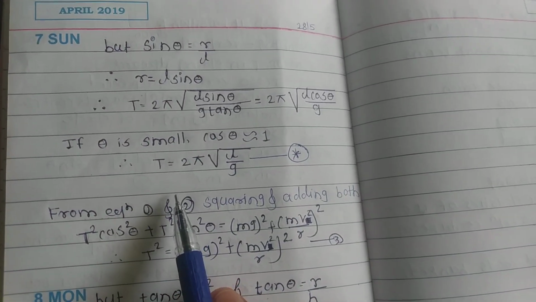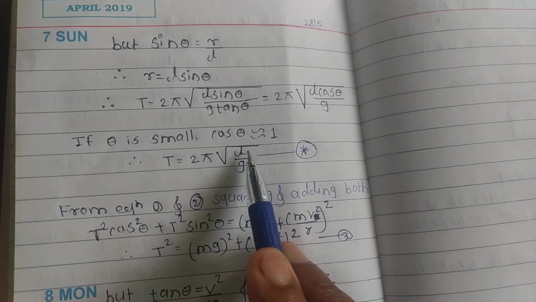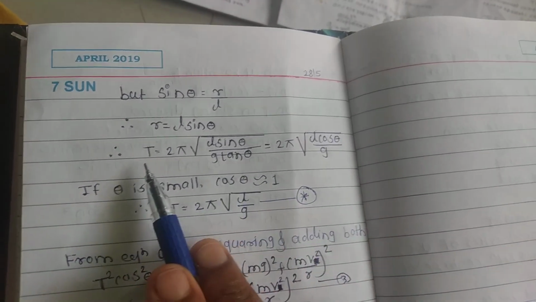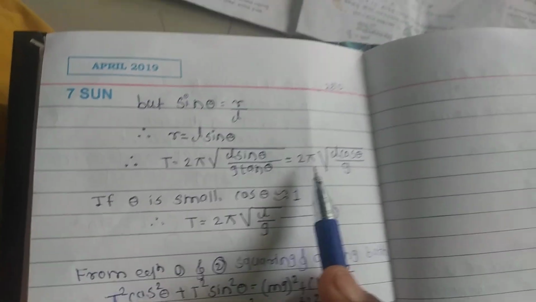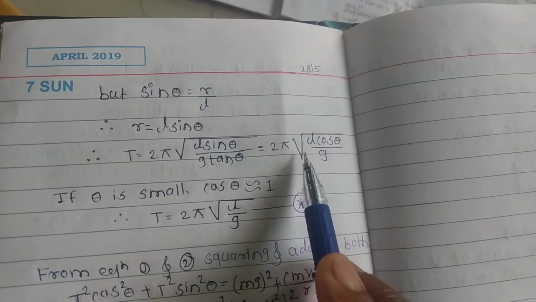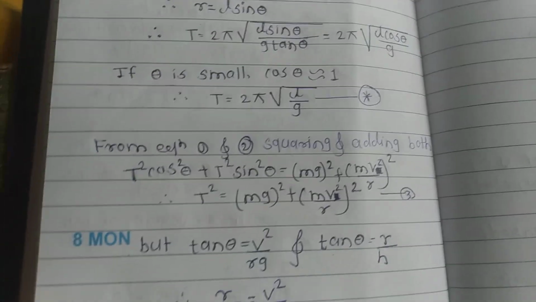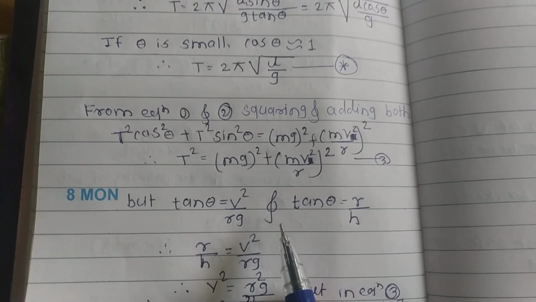This is the period of a conical pendulum. T is equal to 2 pi under root L divided by g. When theta is given, that time T is equal to 2 pi under root L cos theta divided by g. Now see, we have to find out the value for the tension.